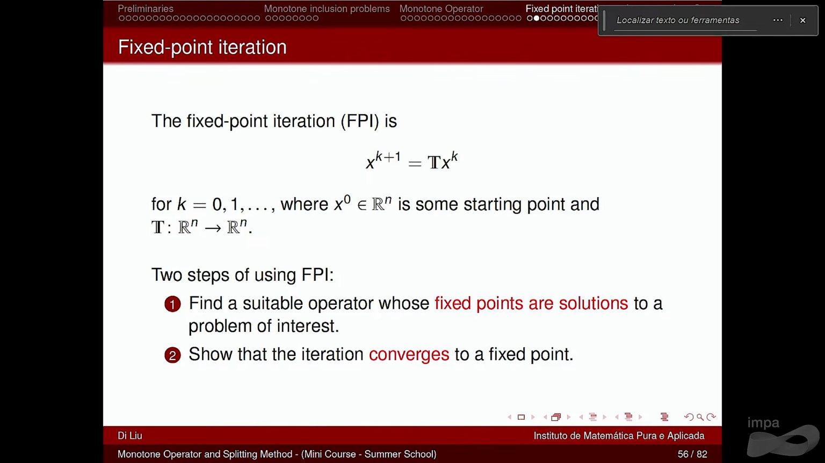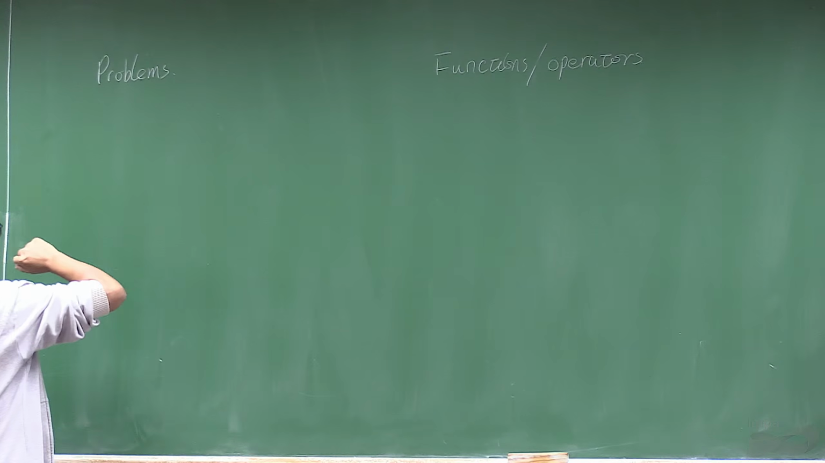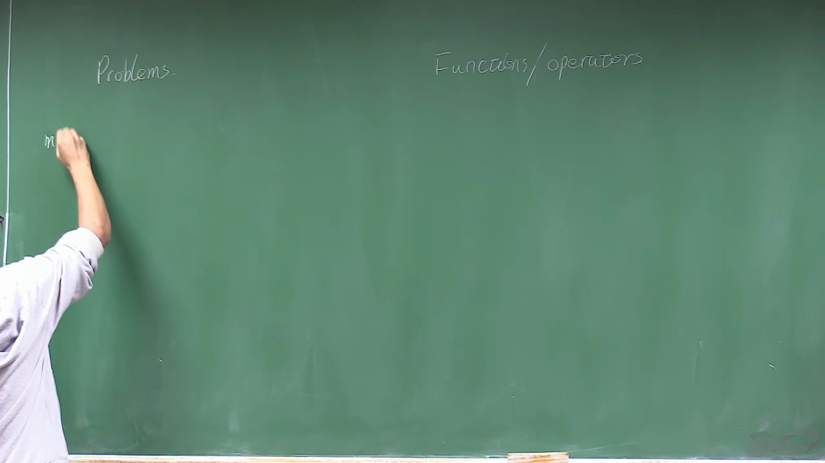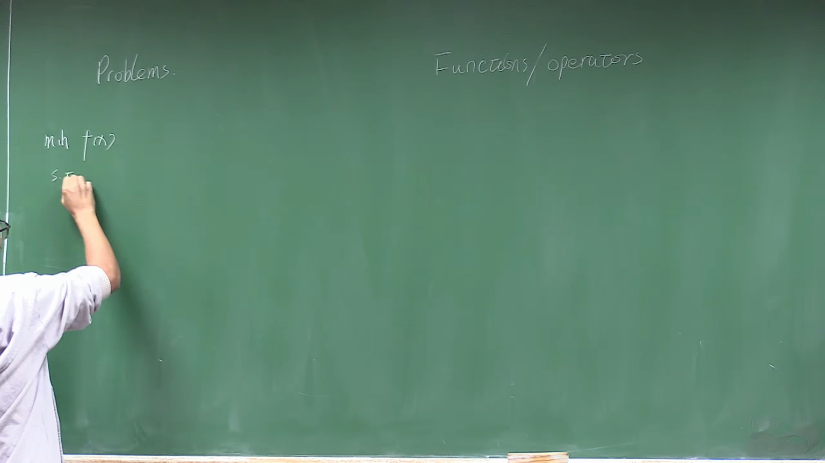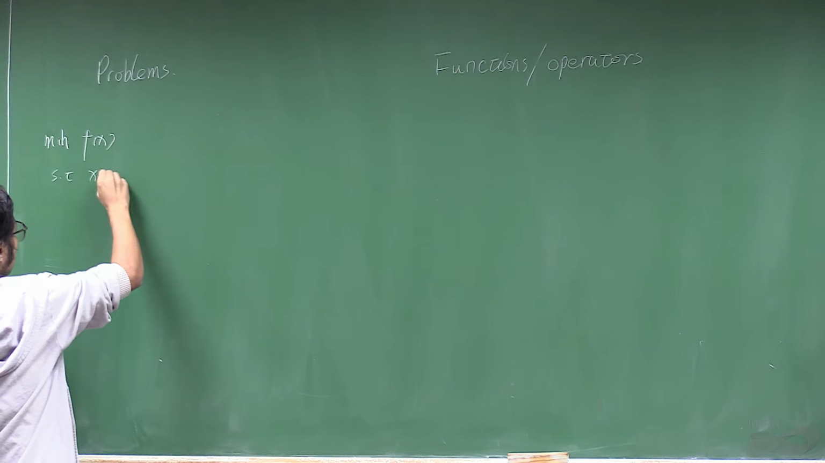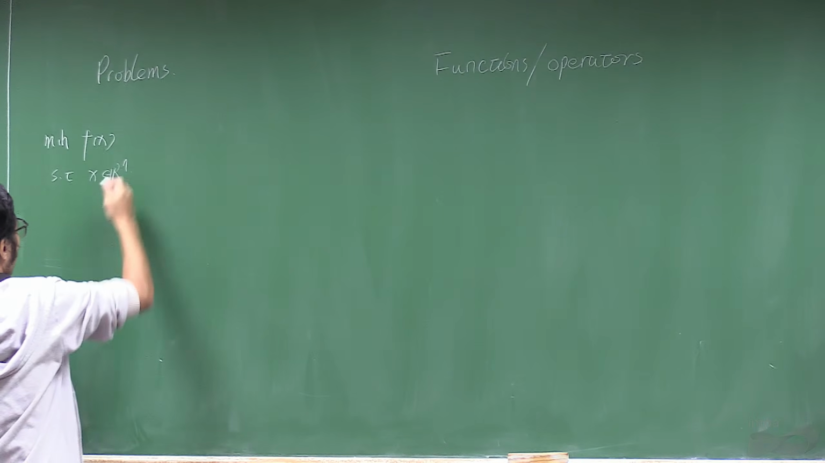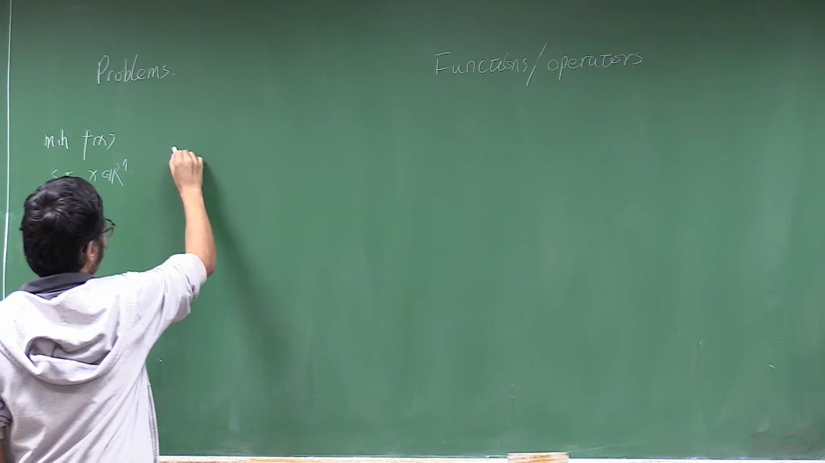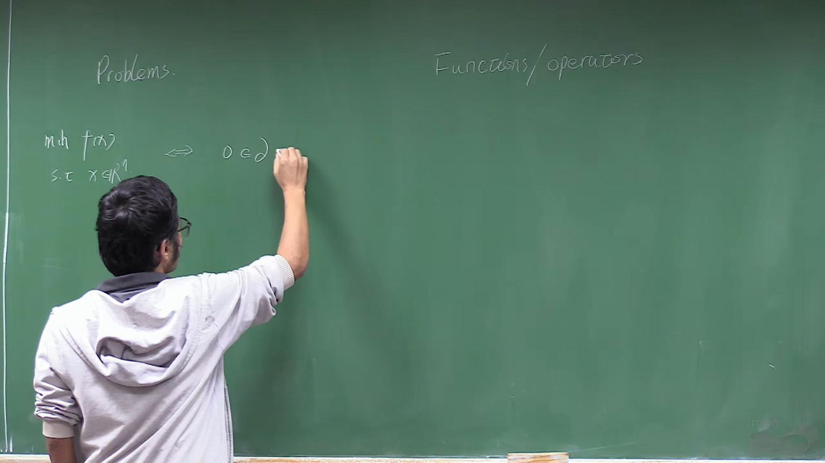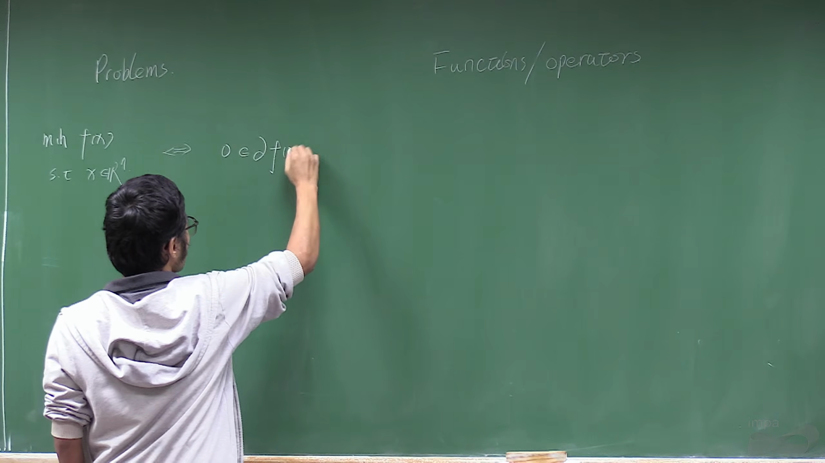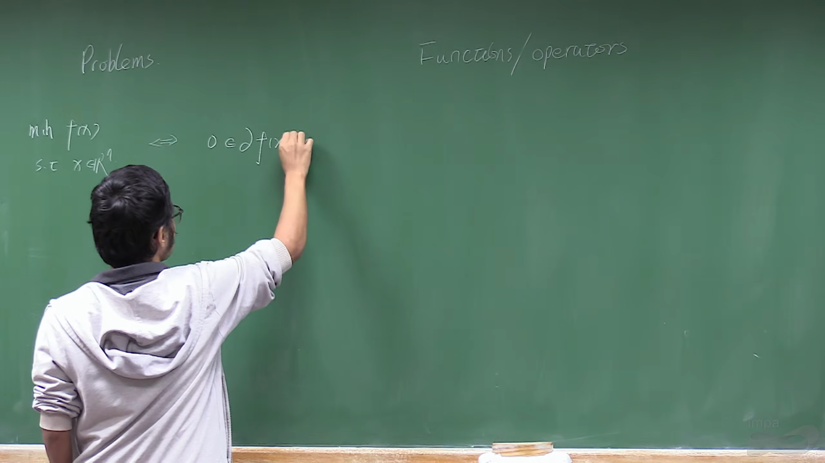Last time we discussed several problems which can be regarded as a maximal inclusion problem. First, it's the unconstrained problem. We want to minimize a function f(x) such that x belongs to R^n, and the optimality condition is we want to find x star such that 0 belongs to the subdifferential of f at the point x star.